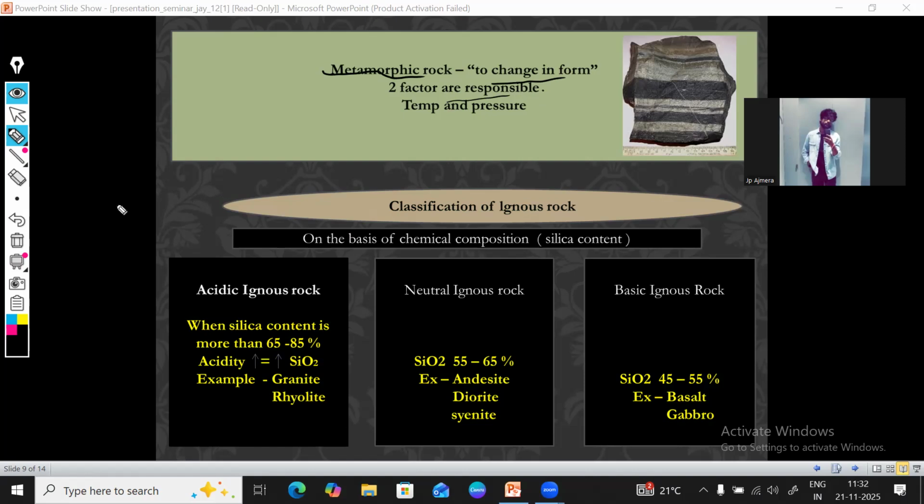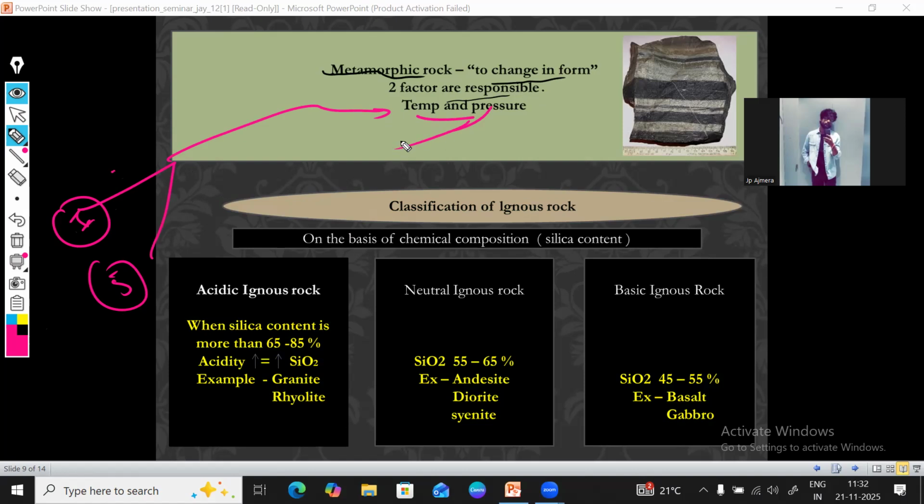Imagine that there is an igneous rock or a sedimentary rock. Changes happen in this. The two major factors responsible are temperature and pressure. These two factors change these rocks, and then a new rock is formed that is known as metamorphic rock. That means, by modification of the previous igneous or sedimentary rock, a new rock is formed that is known as a metamorphic rock.